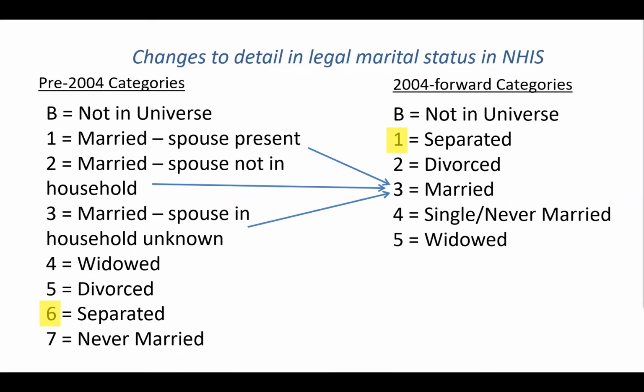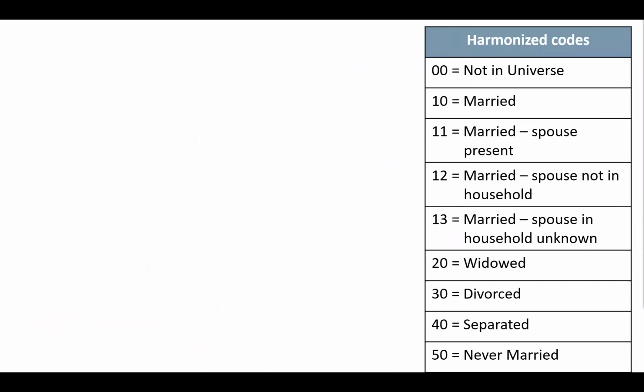If you were going to bridge this gap and you wanted to look at a time series, right, pre and post 2004 for any reason, you would need to accommodate these. And this is where IPUMS harmonization comes in. So here on the right-hand side, you can see these are the harmonized codes.